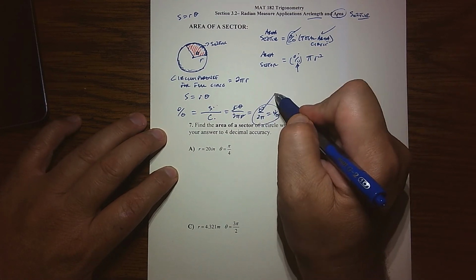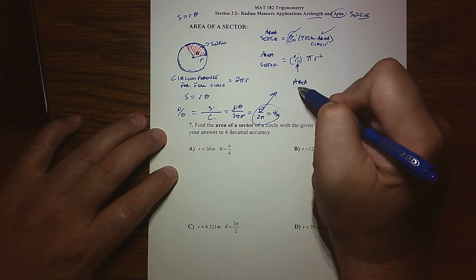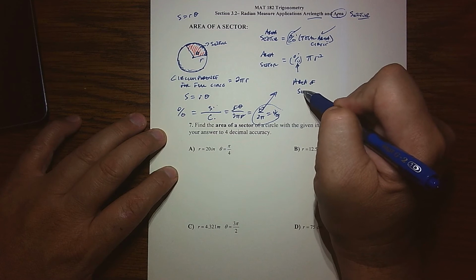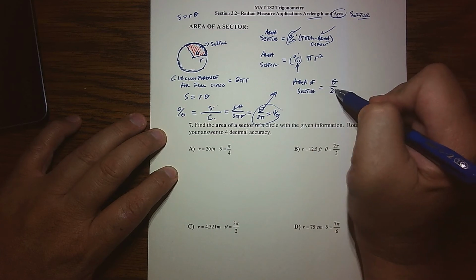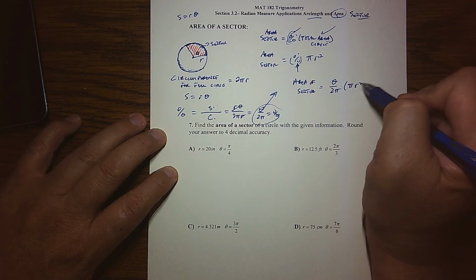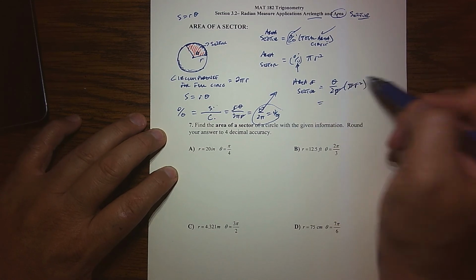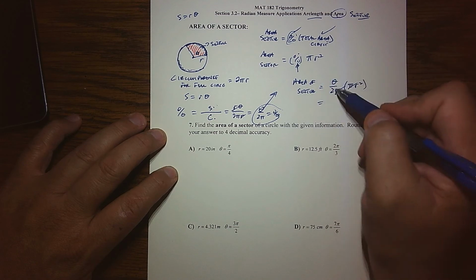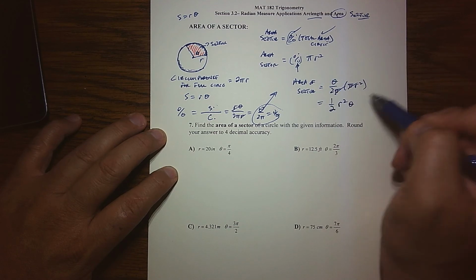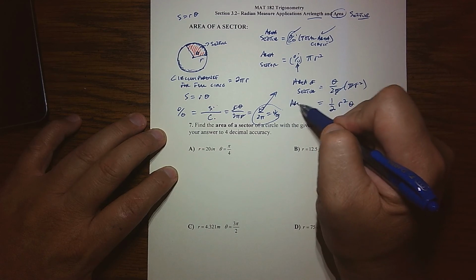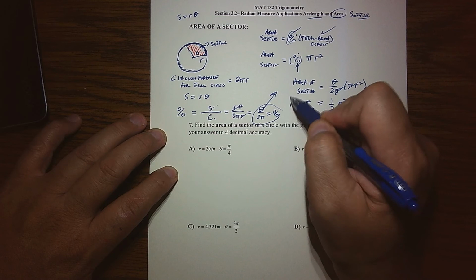So now I'm going to go back up to here and make that substitution, and the area of our sector is the percent, theta over 2 pi, times pi r squared. And if we simplify this, the pi's will cancel out, rearrange it, and we have 1 over 2 r squared times theta. And that is our area of a sector.